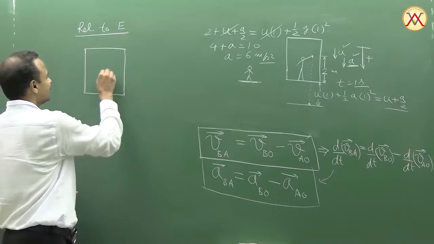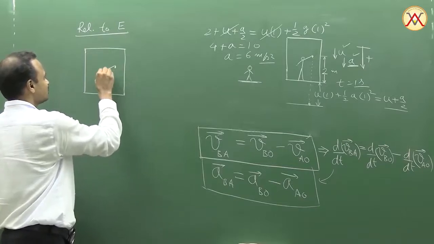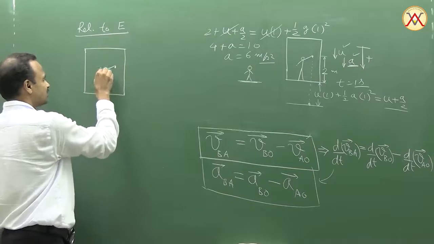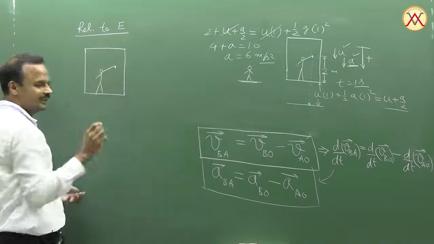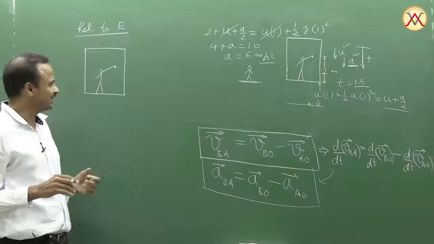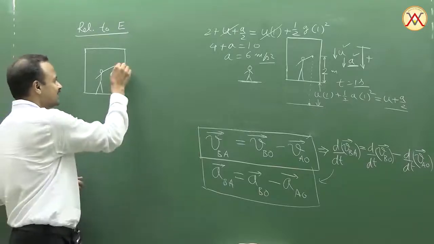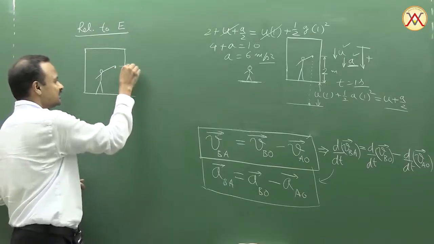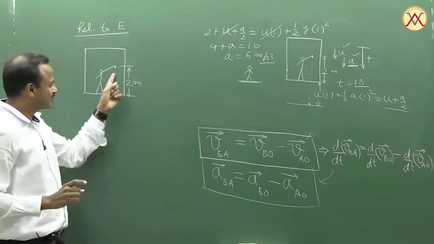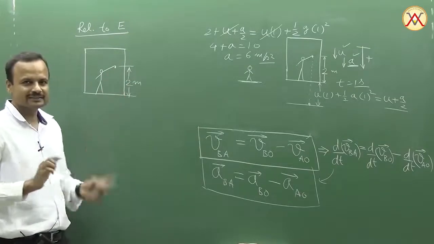So what is the displacement of the coin as seen by this person who himself is moving with the elevator? He is stationary in the elevator frame of reference. It is just this 2 meters. So relative to the elevator, the displacement of the coin is 2 meters.